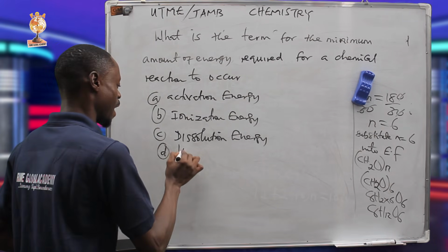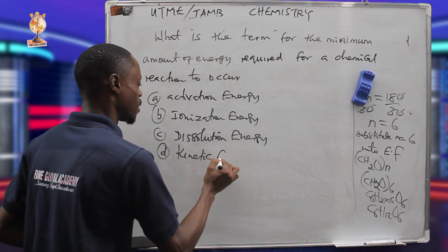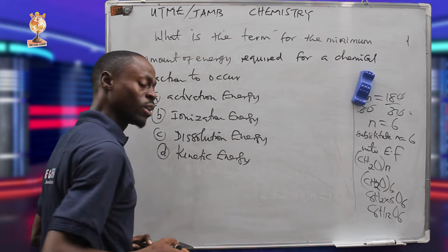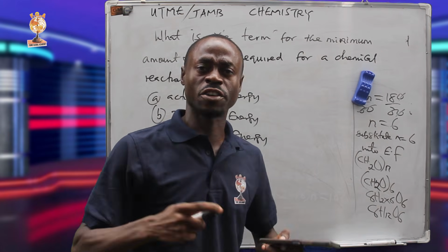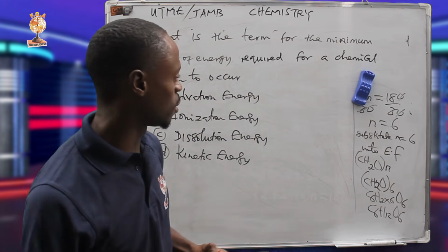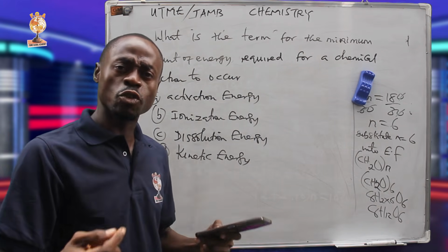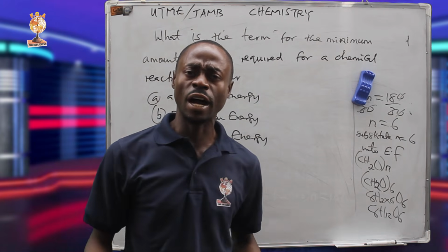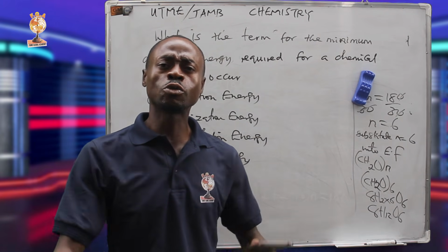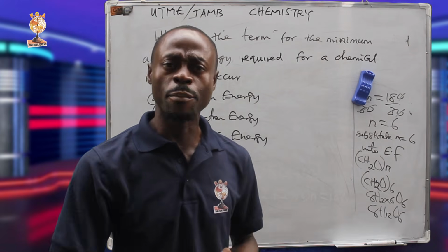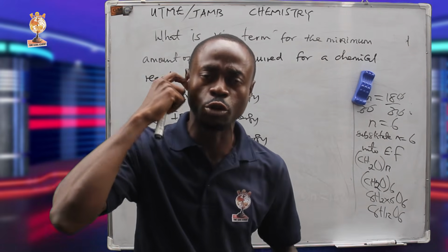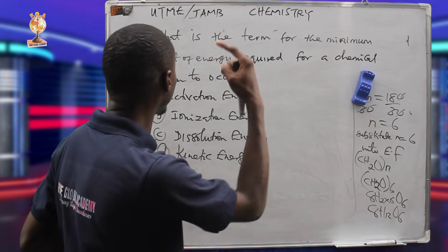Option D, kinetic energy. One of the challenges that students face as regards JAMB questions is this: whenever they ask you a question related to JAMB, you should be able to determine or know the answer before even going to the options to look for it.